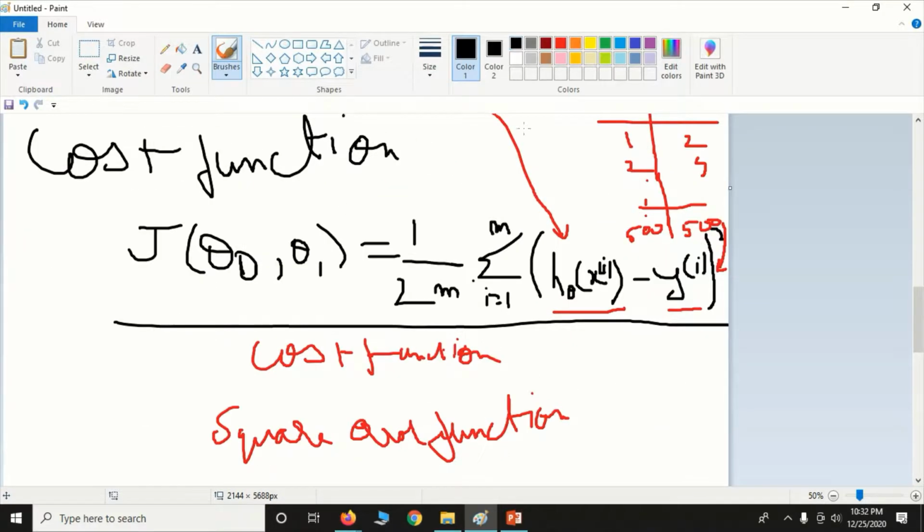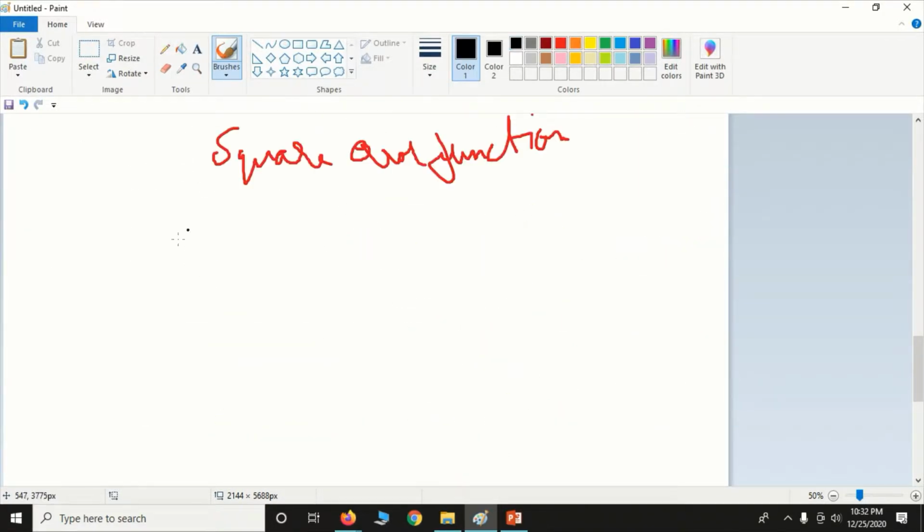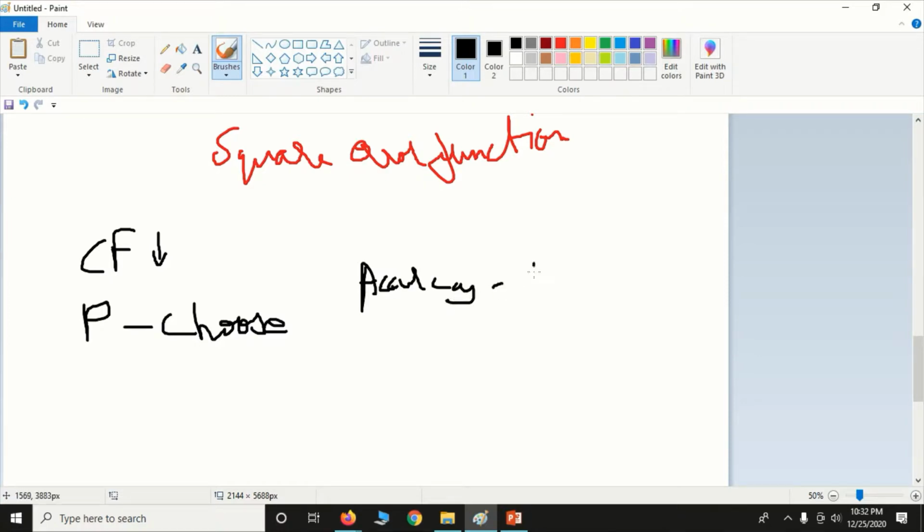This is for linear regression. In simple words, the cost function should be reduced to minimum, and the parameters must be chosen perfectly. Automatically, our model accuracy will be high. In simple words, this is called linear regression. We should reduce the cost function, and the parameters must be chosen perfectly so that our model accuracy will be high. This is, in a nutshell, what linear regression is.